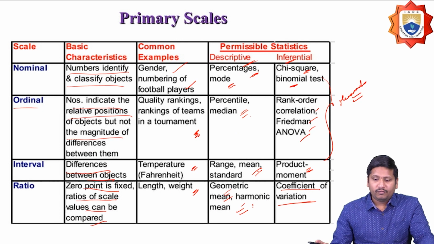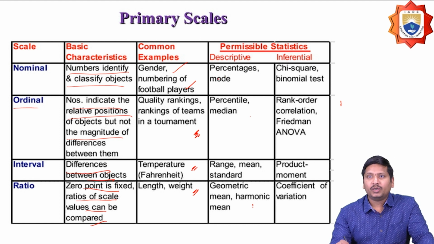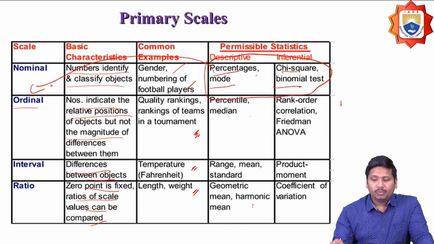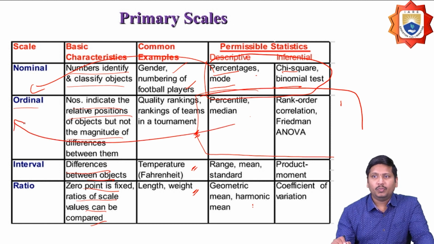Then what kind of measures can we perform on these different types of scale data? For the nominal one, we can perform percentages, mode, chi square, and binomial tests. Similarly, for the ordinal one, we can perform percentage, median, rank order correlation, and ANOVA.